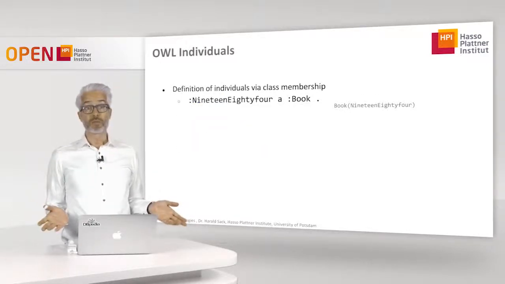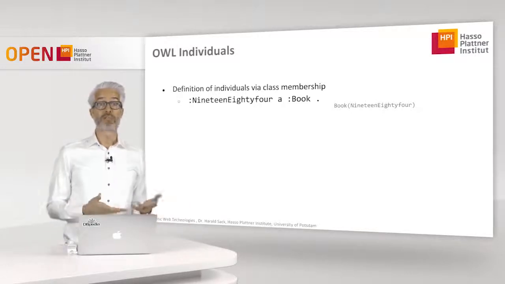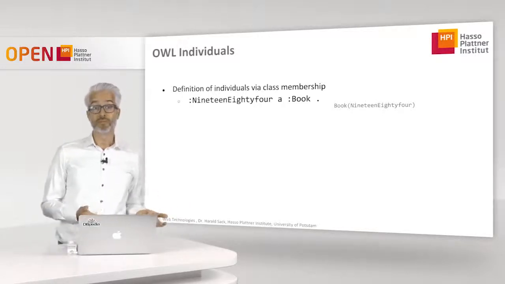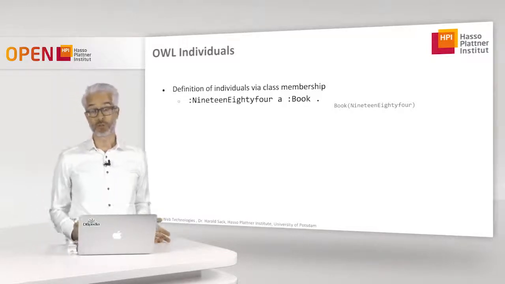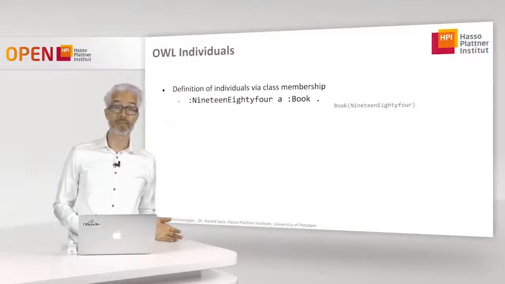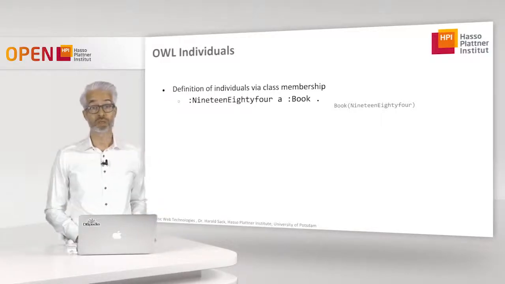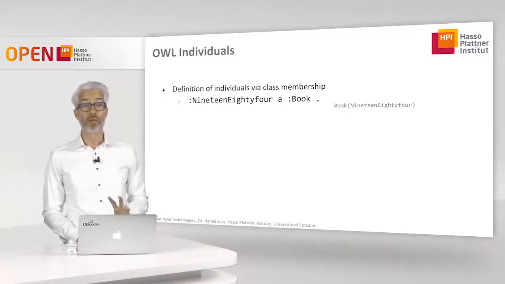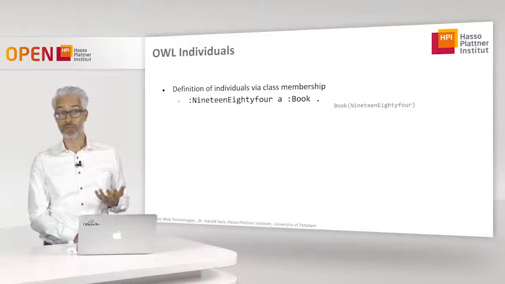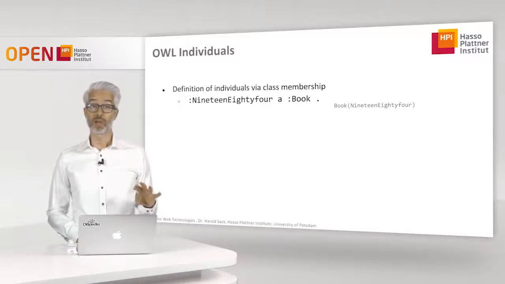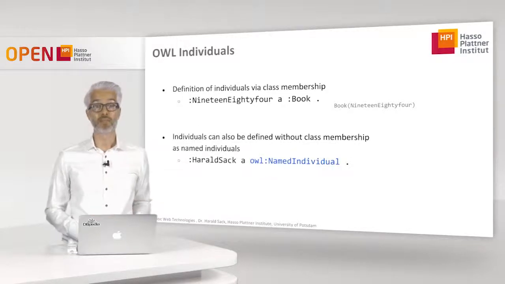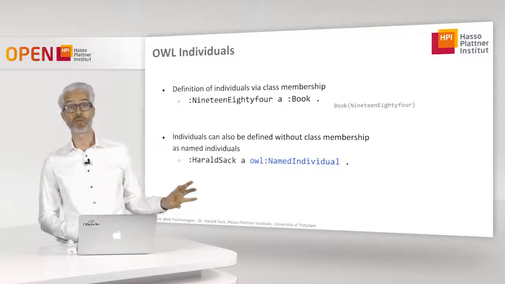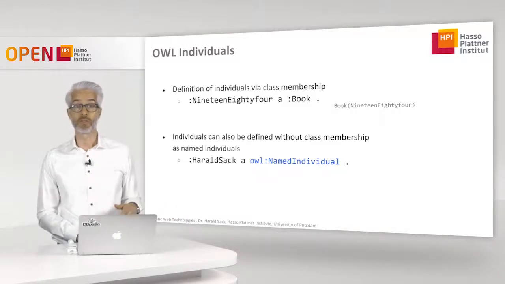If we want to define individuals, which are class members, you define an individual via class membership. Here, for example, you can say 1984 is a book. So 1984 has RDF type book, and we have already defined book on the previous page. Moreover, in OWL2 you also have the possibility to define an individual without explicit class membership, and this then is a so-called named individual.